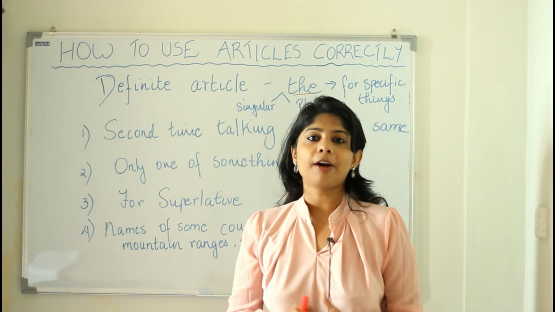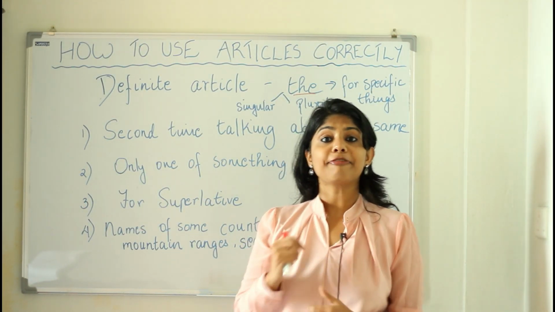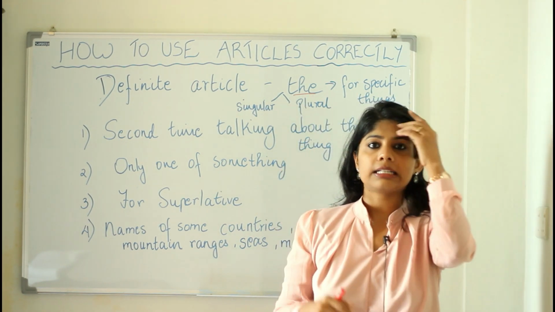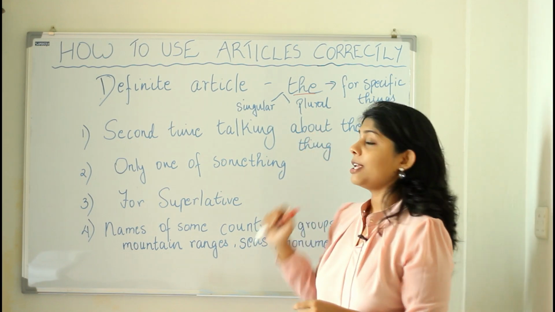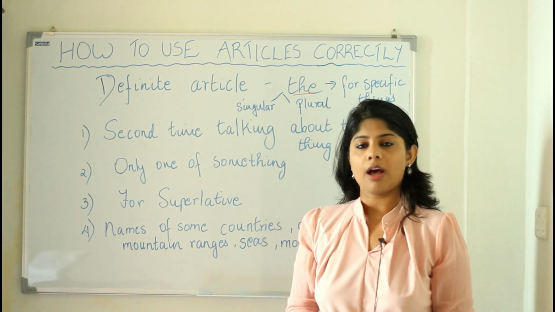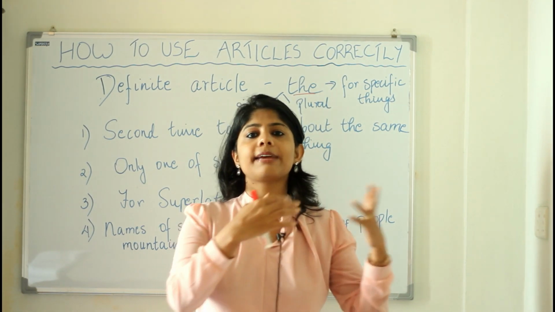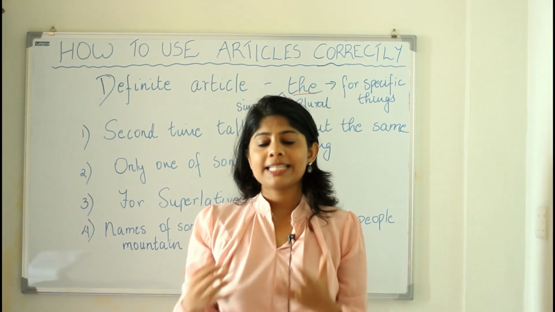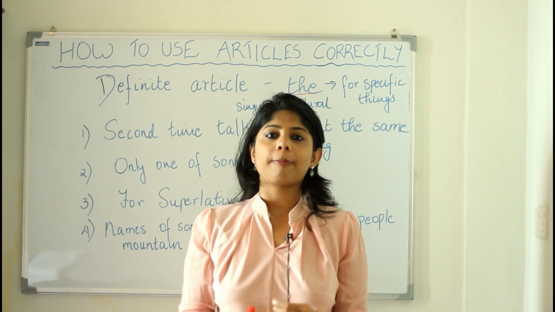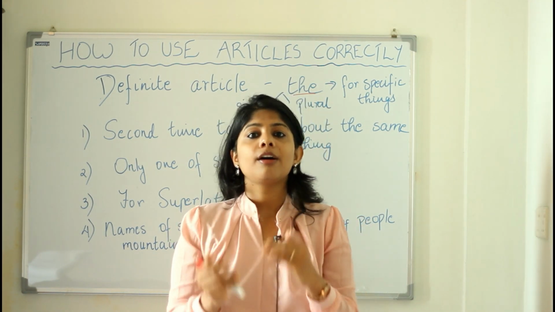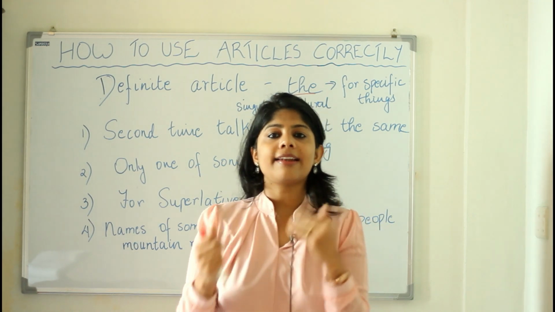Now let's learn about the definite article. The definite article the. Unlike the indefinite articles a and an, the can be used for both singular and plural nouns. Plural: the apples are ripe, the books are kept on the table. Basically we are talking about specific apples or specific books. That is what differentiates the from the other articles a and an.